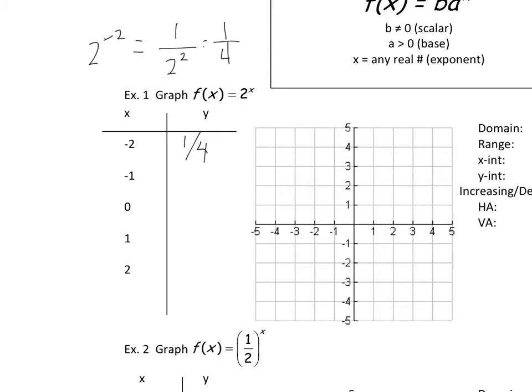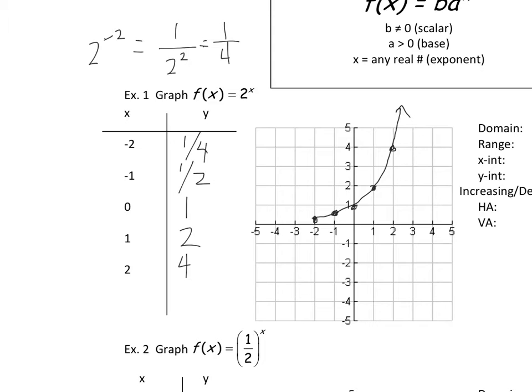If we plug in -1 and flip it, we get 1/2, so that'd be a half. 2 to the 0 equals 1. Anything to the 0 other than 0 to the 0 always equals 1. We'll talk about that later more in depth if necessary. 2 to the first is 2, and 2 to the second is 4. We go ahead and graph these as accurately as possible. And now we have our exponential growth.